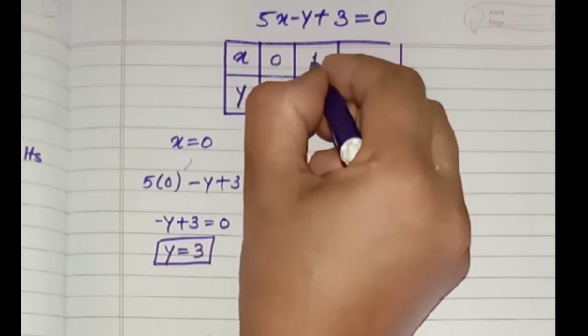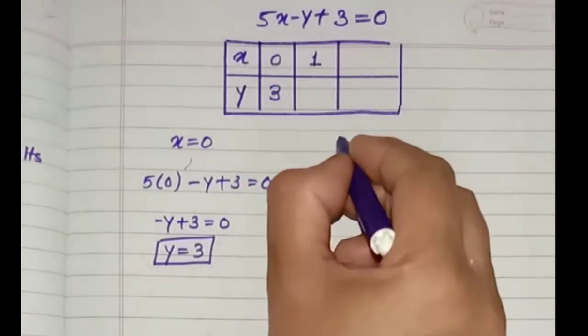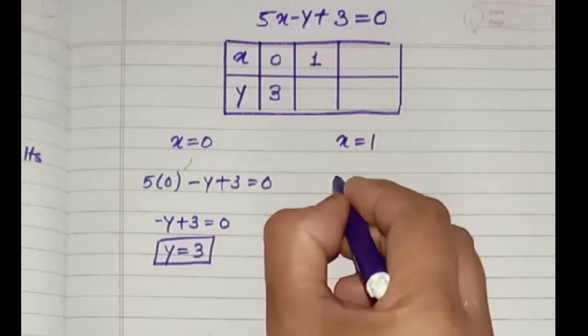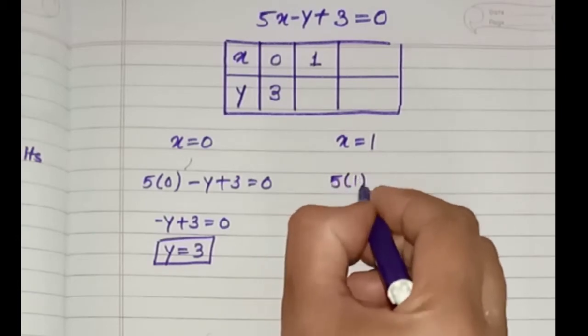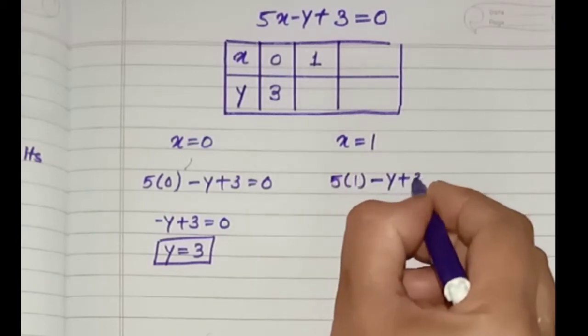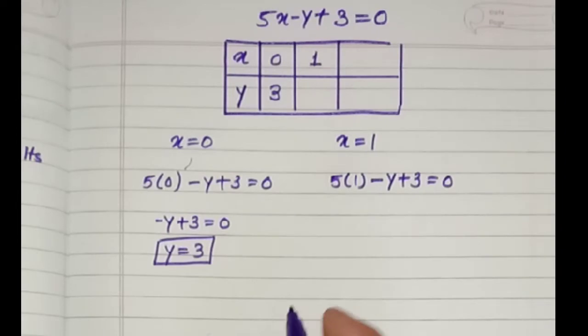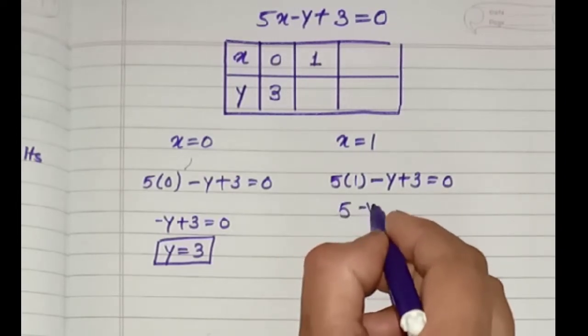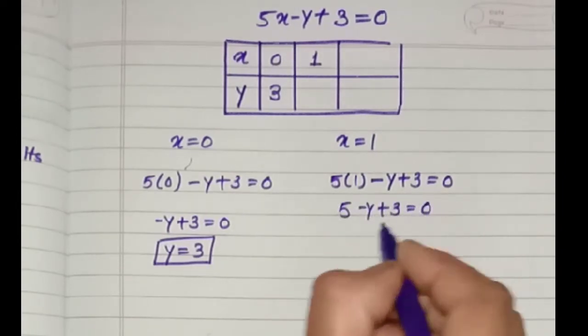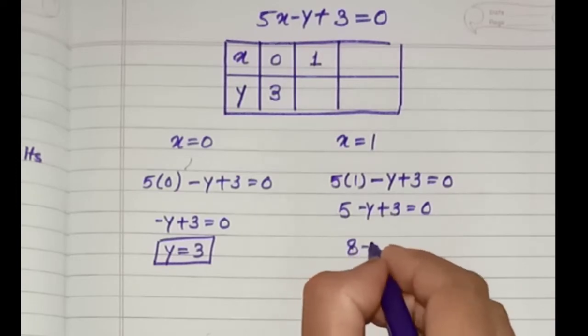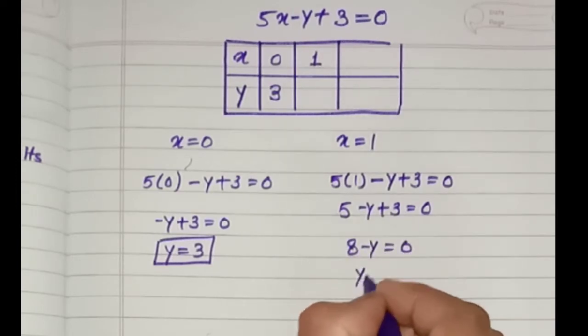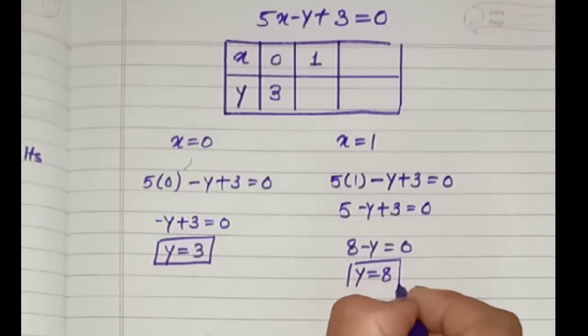Now I am substituting 1. If we substitute x equal to 1, then we get 5 into 1 minus y plus 3 equals 0. 5 ones are 5, minus y plus 3 equals 0. 5 plus 3 is 8, minus y equals 0. It means y equals 8.